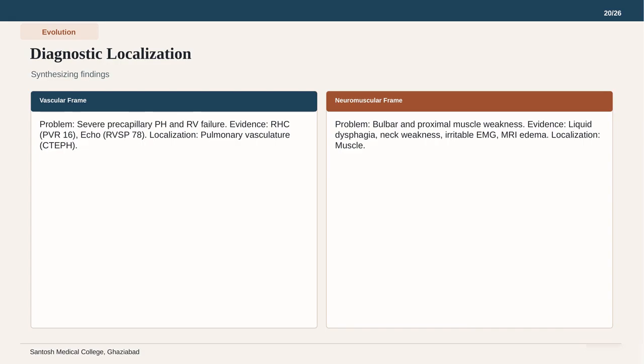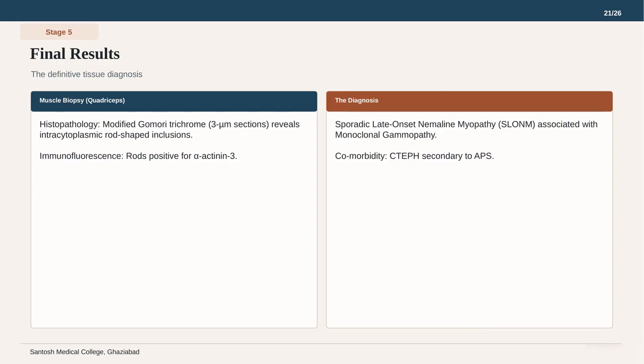The final stage of our journey provides the definitive answer through a muscle biopsy. We have reached the final results in stage 5. The muscle biopsy of the quadriceps provided the definitive tissue diagnosis. As you can see in the histopathology description on the left, the modified Gomori trichrome stain revealed intracytoplasmic rod-shaped inclusions in 3 micrometer sections. Immunofluorescence confirmed these rods were positive for alpha-actinin 3. These are the classic nemaline rods.